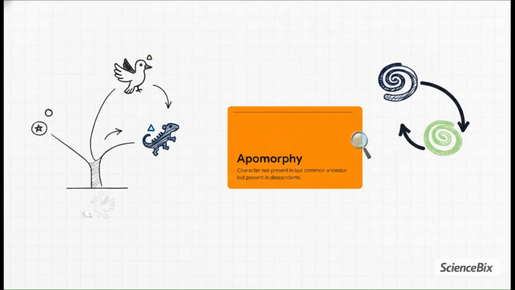The first major term you need is apomorphy. This represents an advanced or derived character. It is any trait that was not present in the last common ancestor, but has suddenly appeared in the descendants. It's a true evolutionary novelty. And when this derived novelty is shared among multiple descendants, we call it a synomorphy. Synomorphies are absolutely crucial because they act as definitive road signs, showing us that a whole group of species has moved down a brand new evolutionary road together.